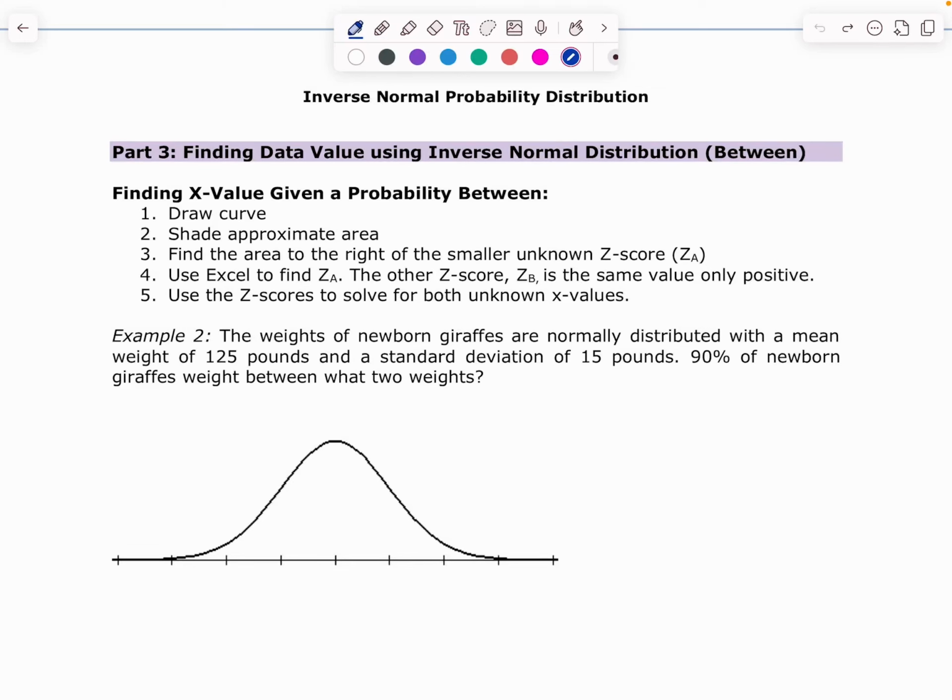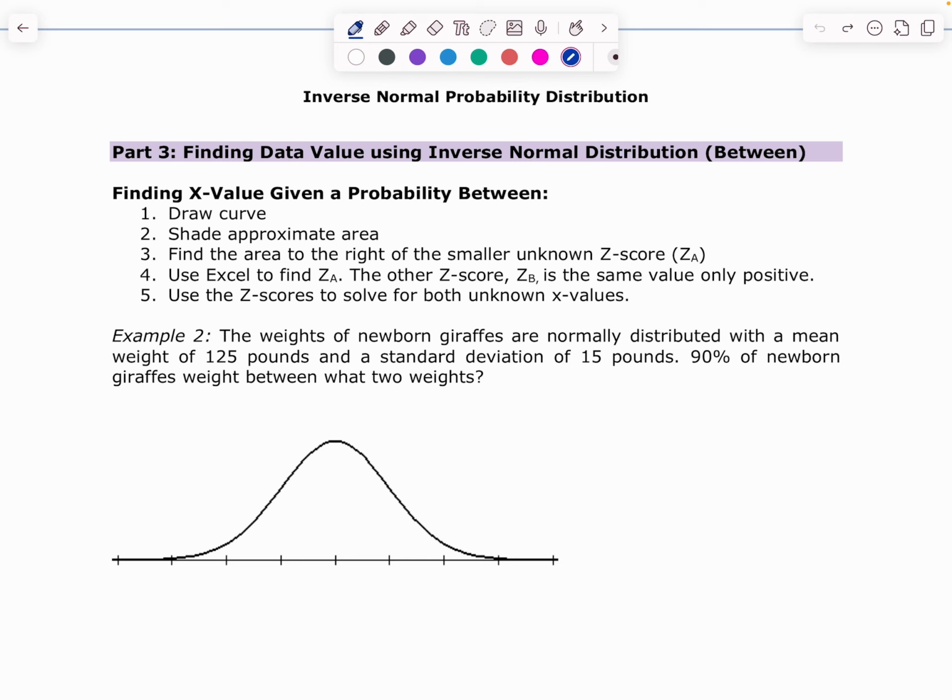Now we're going to look at another example of using the inverse normal distribution, but this one's a little bit more complicated because we're going to be looking at the area in between two unknown values. So this type of example has its own set of steps because it is just a little bit more complex. The first two steps are the same. We're going to draw our curve and shade the approximate area that we've been given.